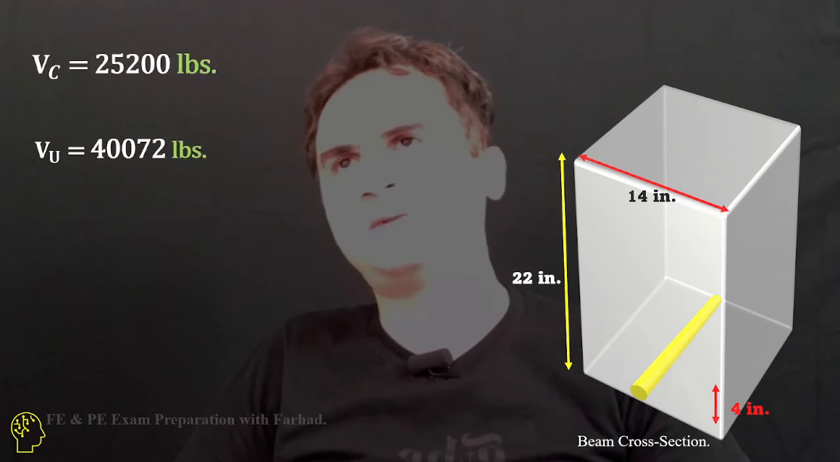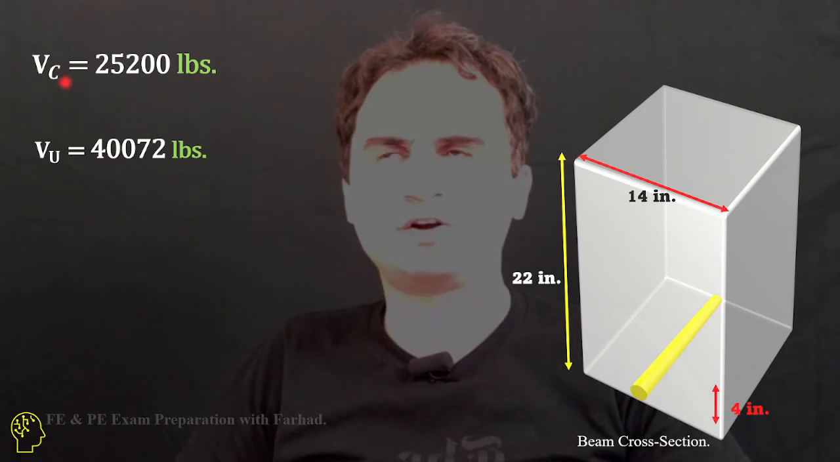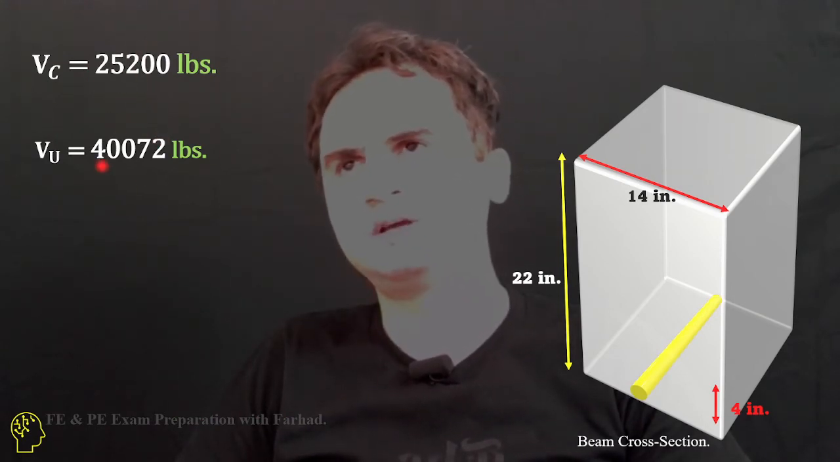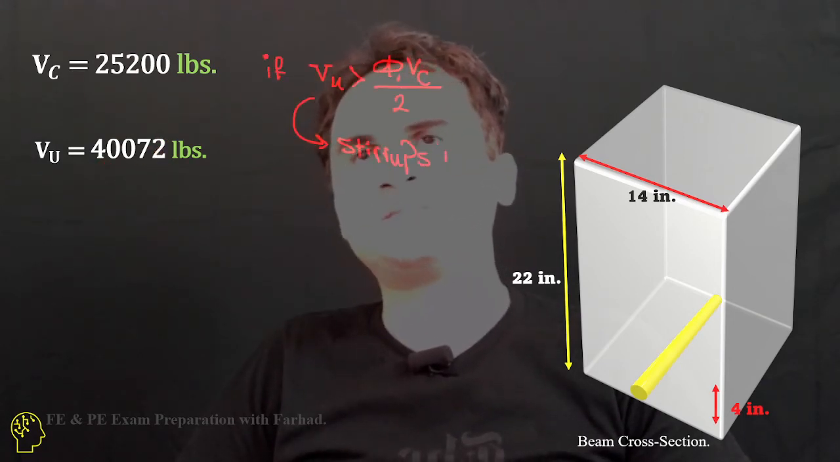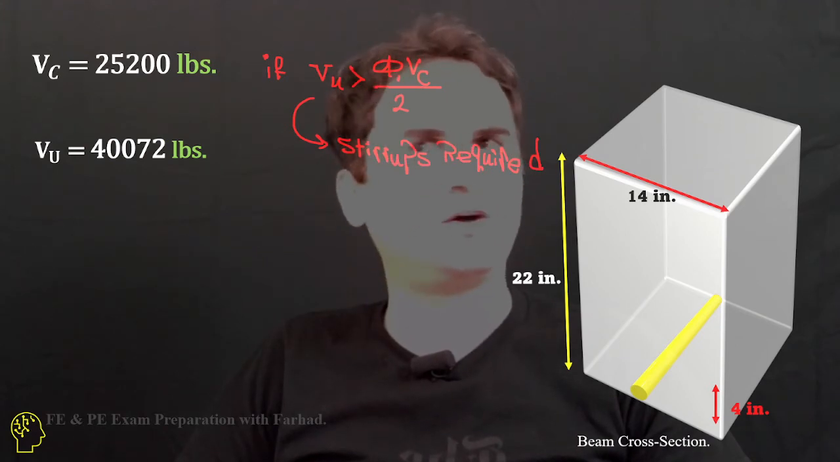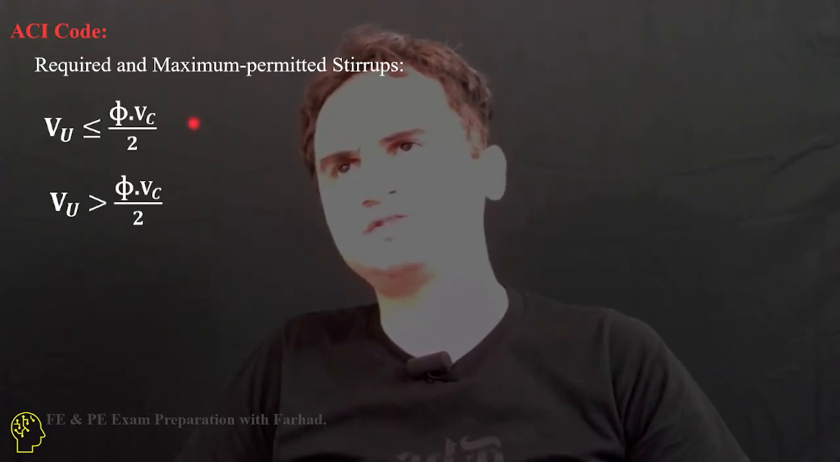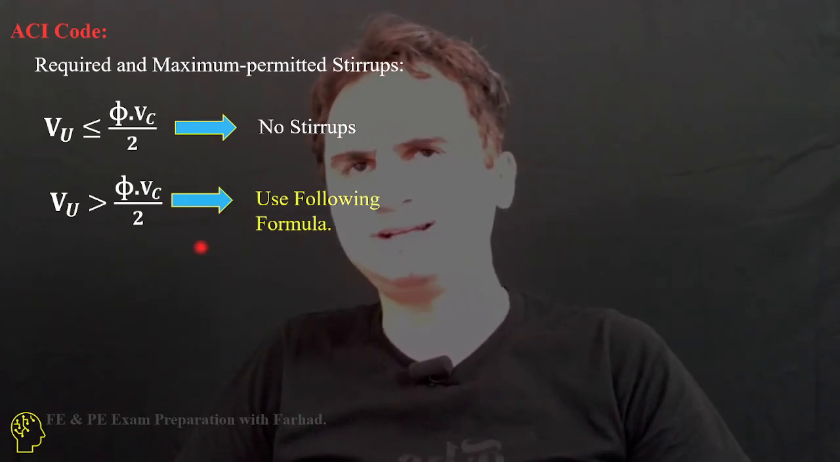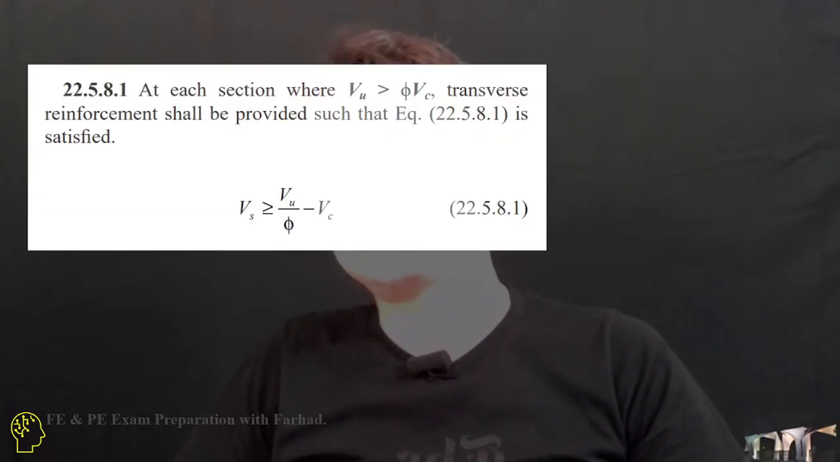Let's go back to our Vc. The shear of concrete is 25,200 pounds, and ultimate shear is 40,072 pounds. Again, if Vu is greater than half of phi times Vc, stirrups are required. Go back to the ACI code for required minimum and permitted stirrups. If Vu is smaller than that, no stirrups. If it's bigger than that, we need to use stirrups based on the formula. Let's see how that goes.